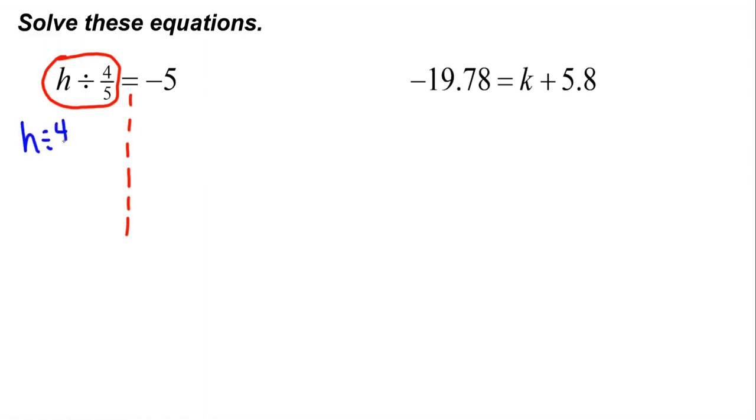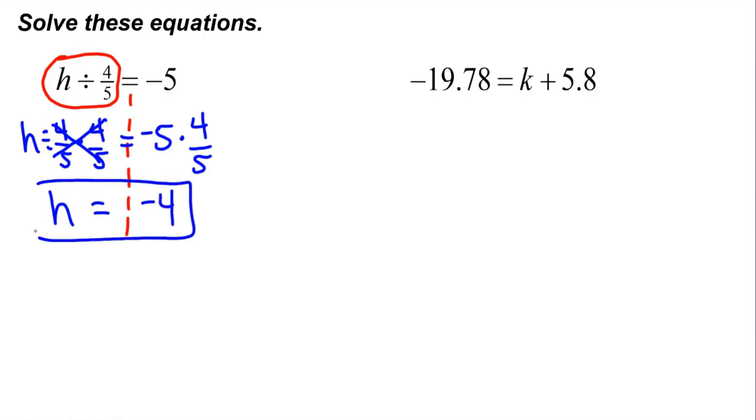So I rewrite my expression on the left-hand side, and I'm going to multiply by 4/5, and then I'm going to rewrite the right-hand side and multiply by 4/5. So I've multiplied both sides of this equation by 4/5. These two are going to cancel each other out, and all I'm left with is h, and -5 times 4/5 is -4. And if you plug this value back into the original equation, -4 divided by 4/5 is -5. So I know that solution is true.